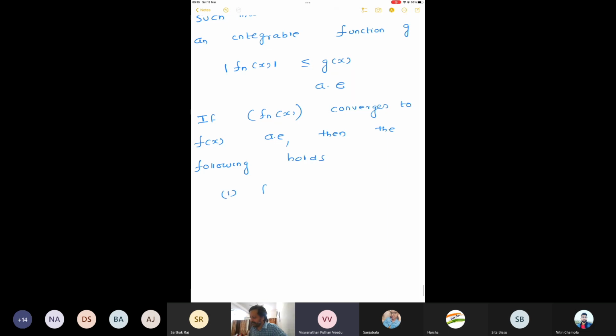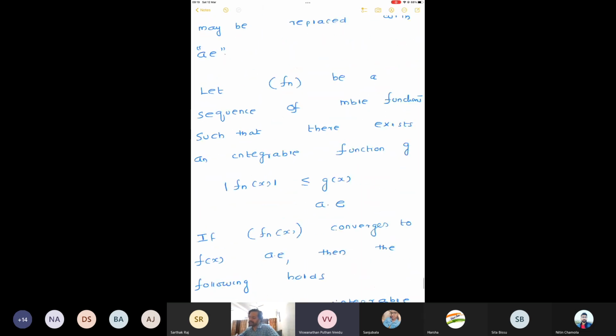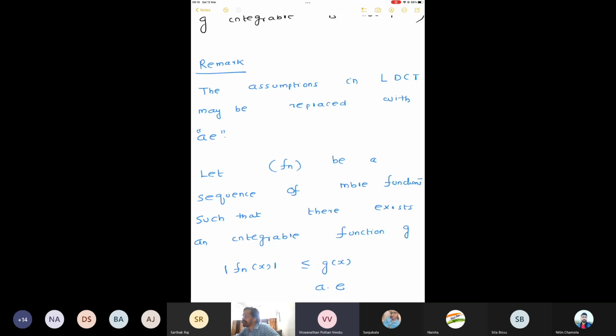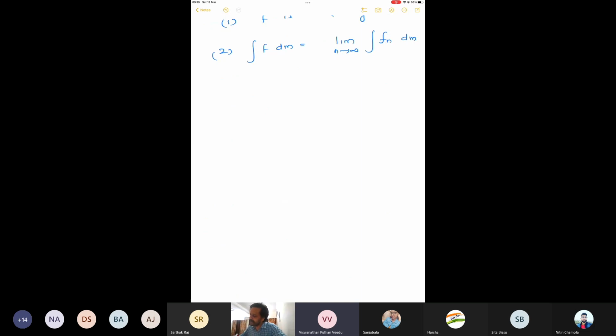One, f is integrable. Same conclusion. And two, integral f dm is equal to limit as n tends to infinity of integral fn dm. That is, integral of limit is equal to limit of the integral. So basically what it tells is that instead of having the assumptions everywhere, it is enough to have the crucial assumptions almost everywhere. Now let me give you an argument for how to go from everywhere to almost everywhere.